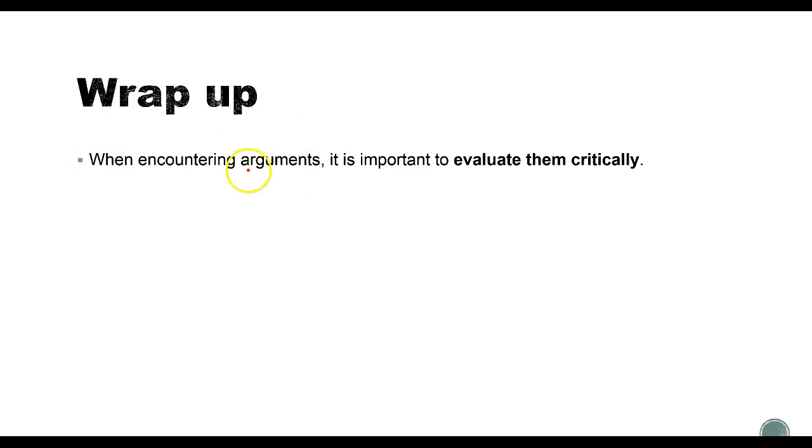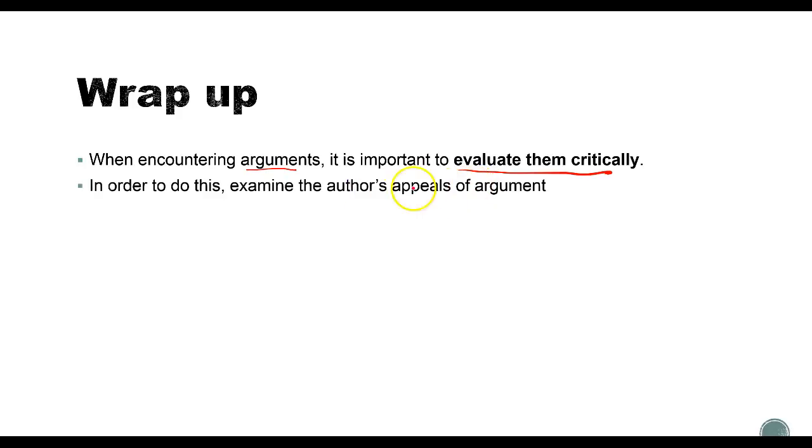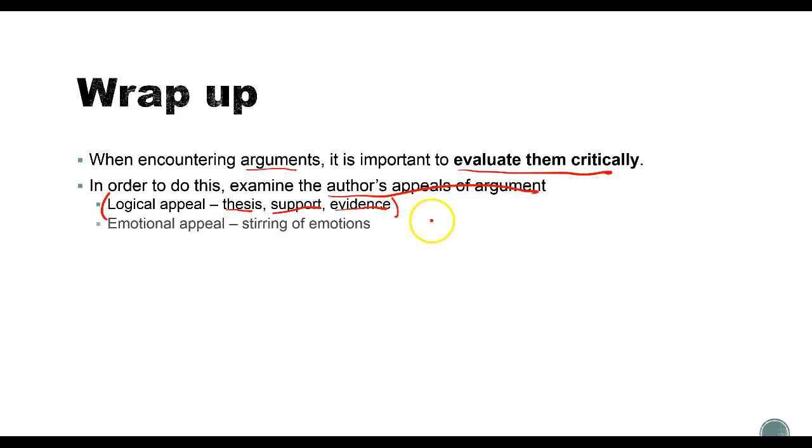When encountering arguments, it's really important to evaluate them critically. So in order to do this, you want to examine the author's appeals of argument. Does the author appeal to us logically? That's really important in writing. So what's the author's thesis? How does the author support that thesis with reasons? Does the author have enough evidence or not enough evidence? What are the emotional appeals of the argument? Does the argument stir our emotions in any ways? And is it effective? Is the author just trying to scare us, or is the author making a genuine emotional appeal?